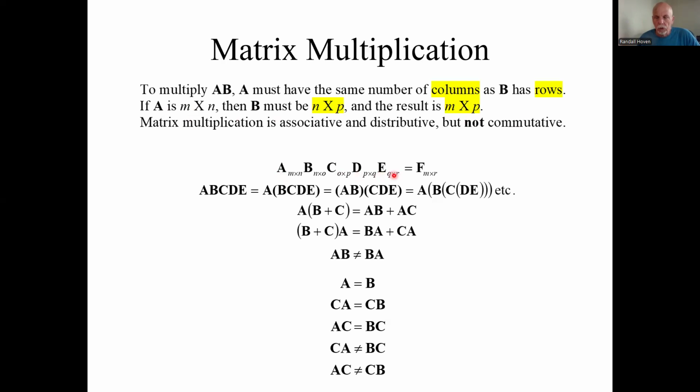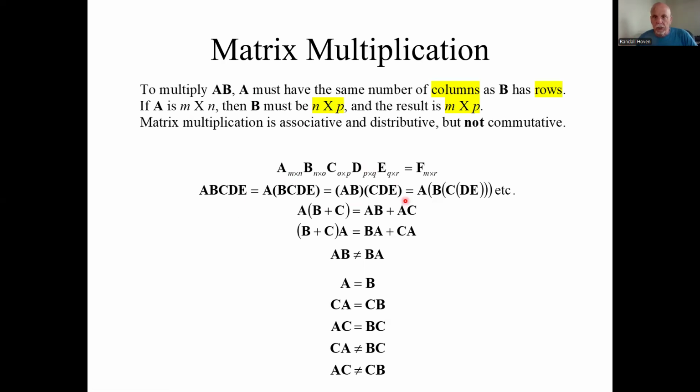If I had a whole sequence of matrices, here I write their little sizes down here. All these inner numbers have to match. N to N, O to O, P to P, etc. Overall result will be this first one times this last one. In this case, M by R. So it's easy to know if you write sizes out, if they are compatible and what the resulting size matrix will be.